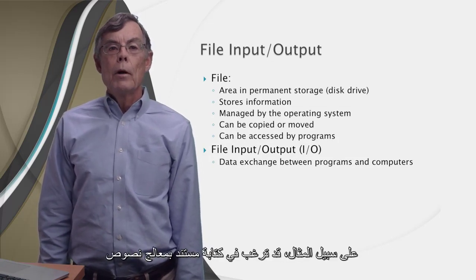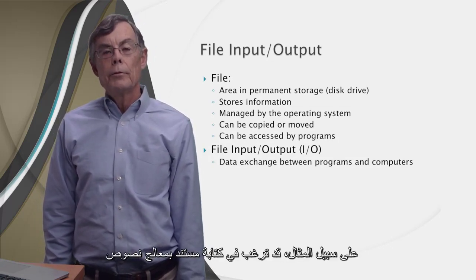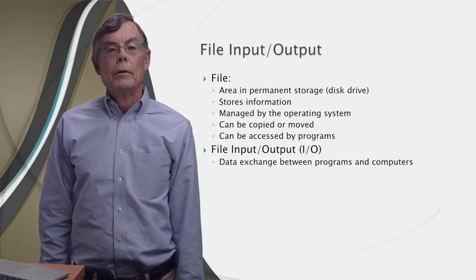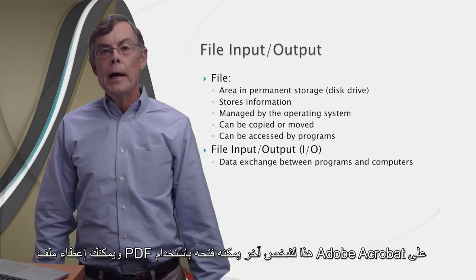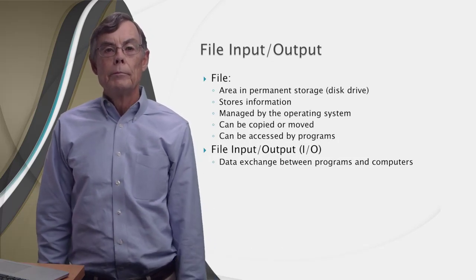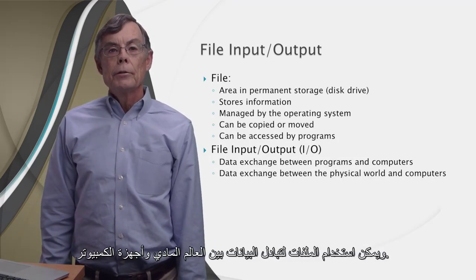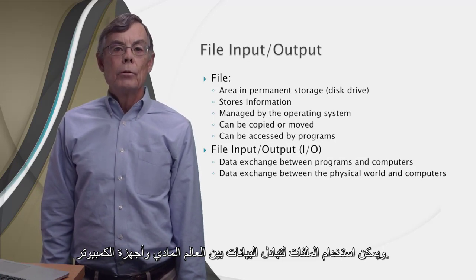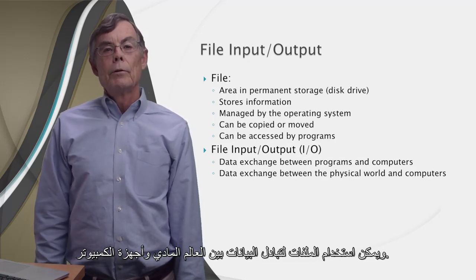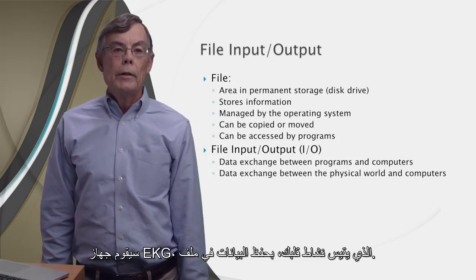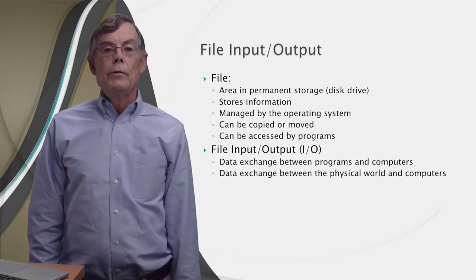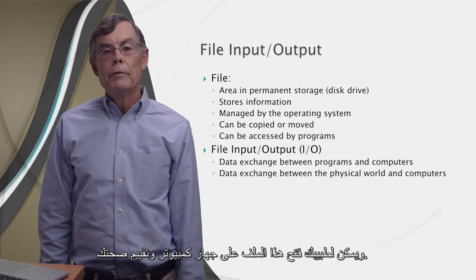For example, you might want to write a document with a word processor and generate a PDF. Then you can give that PDF file to someone else who can open it with Adobe Acrobat on another computer and print it. And files can be used to exchange data between the physical world and computers. For example, an EKG machine, which measures your heart activity, will save the data into a file. Then your doctor can open that file on a computer and evaluate your health.